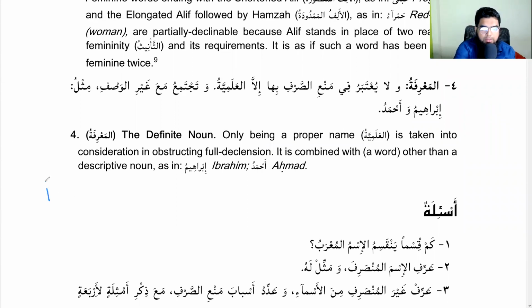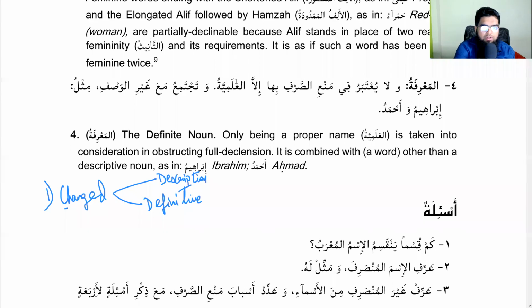Okay, let's see. The first one was what? Adl, right? What is adl? Changed or transformed. We learned change matches with two things only. One change could be wasf, description, and adl also matches with ma'rifa, definite. So number one will always match with two, correct?